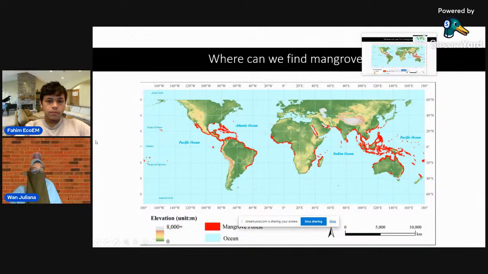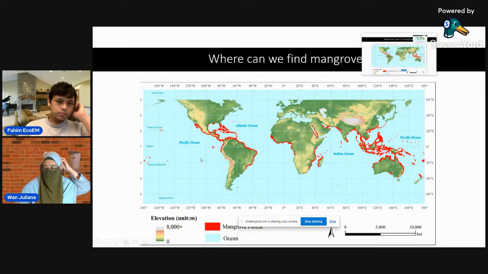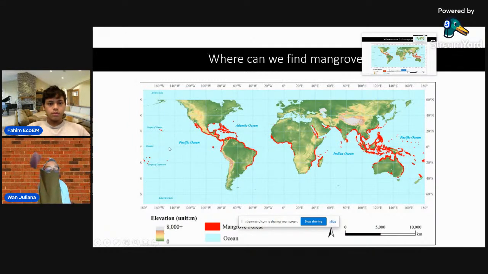So where can we find mangroves at the global scale? Mangroves are very restricted in terms of distribution. They can only be found between 20 degrees north latitude from the equator and 20 degrees south. That's where we find the most mangrove coverage globally. Mangroves are divided into two hemispheres: the eastern hemisphere, which is Southeast Asia and also the Middle East, and the western hemisphere, which covers Africa up to the Americas, especially Central America and South America.